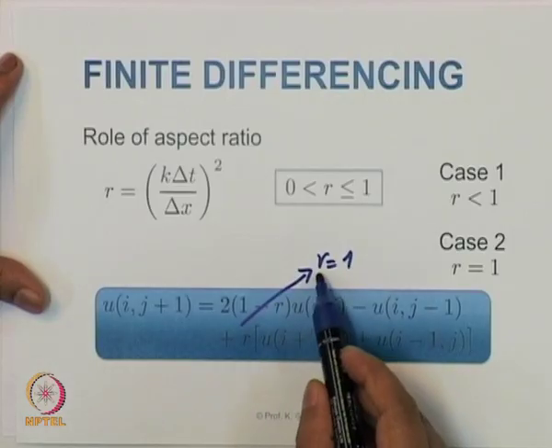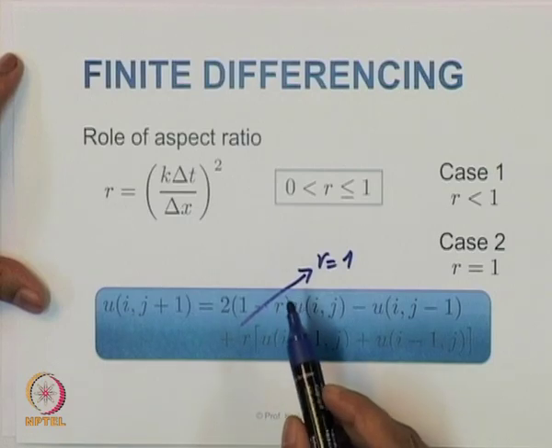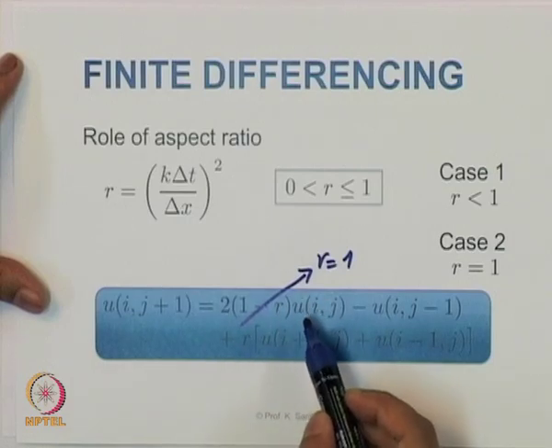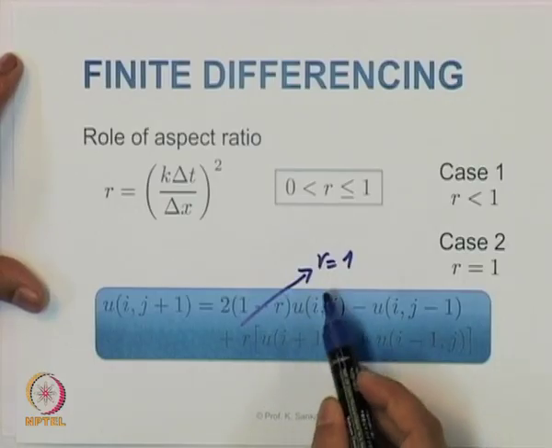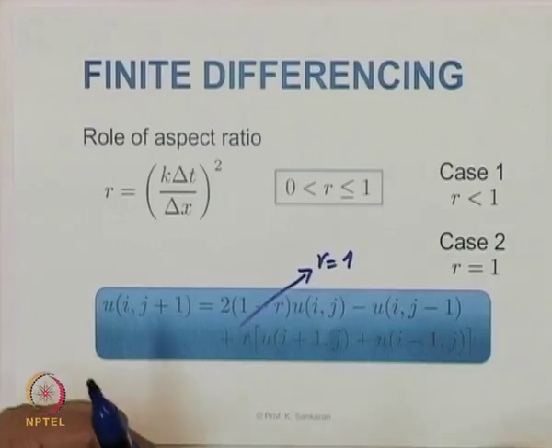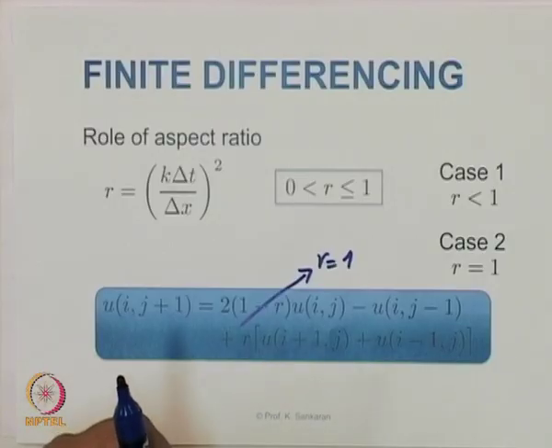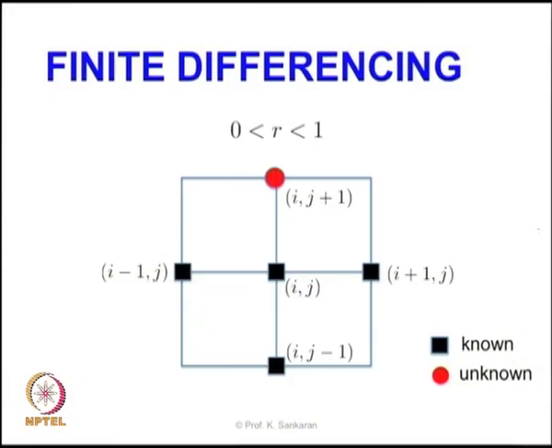So if I put r is equal to 1, my value of the function at u of i comma j is not important, but if I put r is less than 1, my value at i comma j is also important. That is what you will see pictorially in this particular graph.